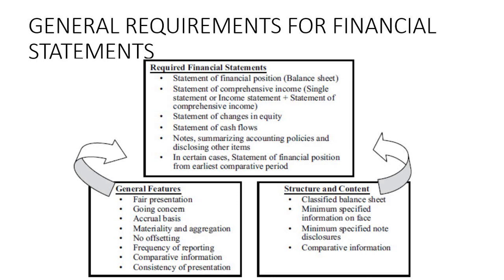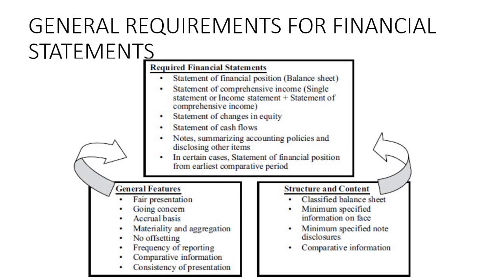Then the structure and content. At a minimum, the balance sheet should be classified, meaning current assets, current liabilities, long-term assets, long-term liabilities, and so on. Then we have minimum specified information on the face. For example, property, plant and equipment should be at least one line item. For minimum specified disclosures, at least they're referenced, they disclose accounting policies, and they should be presenting comparative information.